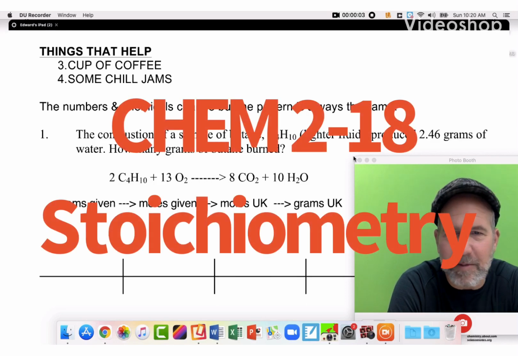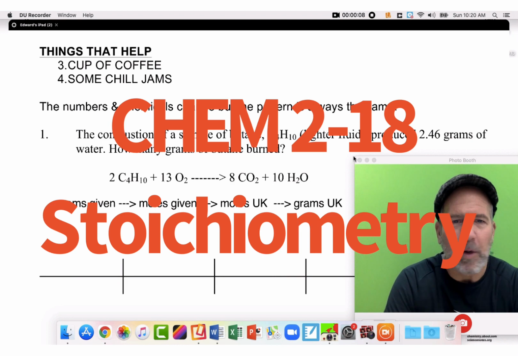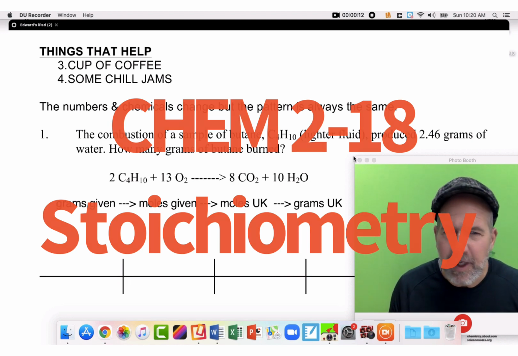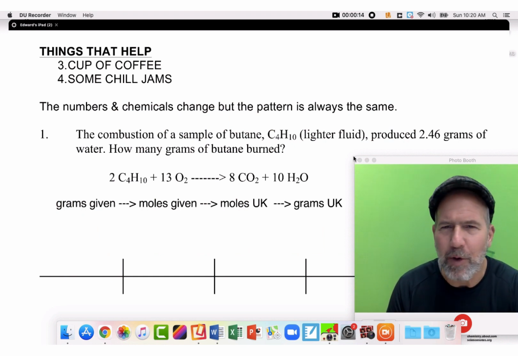Love it when a plan comes together. Today, the plan is coming together. We're going to take every single thing we've learned up to this point in chemistry, and we're going to shove it in one big problem.